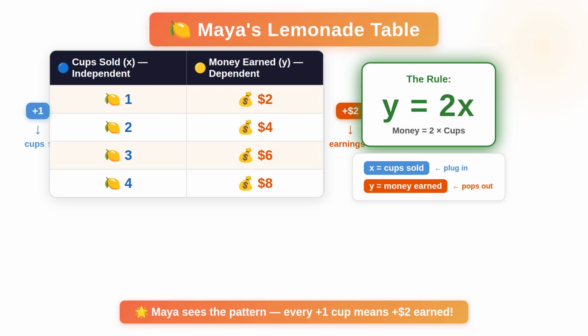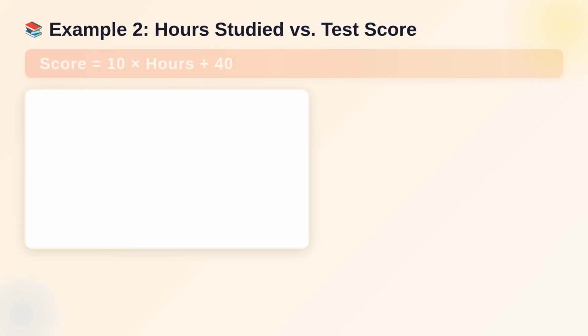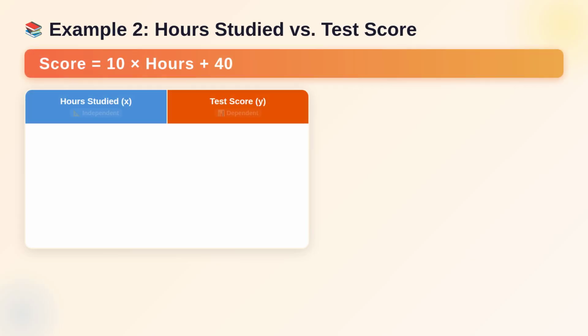It pops out. Maya is starting to see this pattern too, and she's loving it. Let's try a new scenario, and this one hits close to home. Maya's friend Ethan is studying for a big math test. The more hours he studies, the higher his score tends to be. So which is independent and which is dependent?